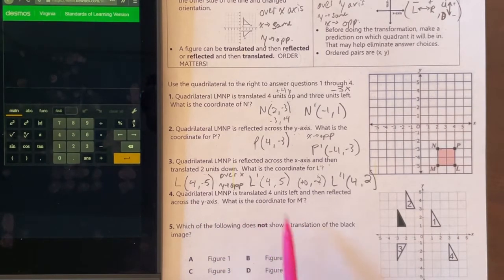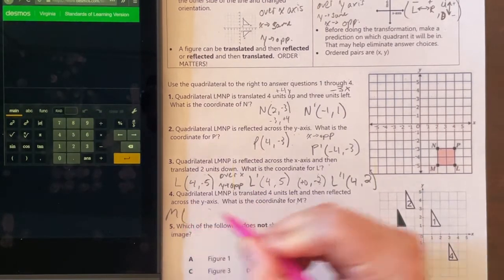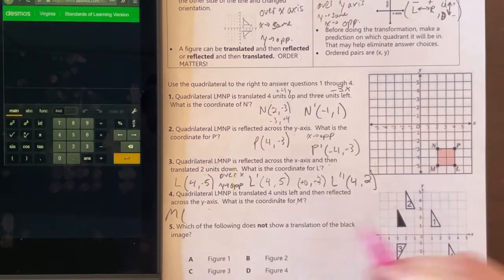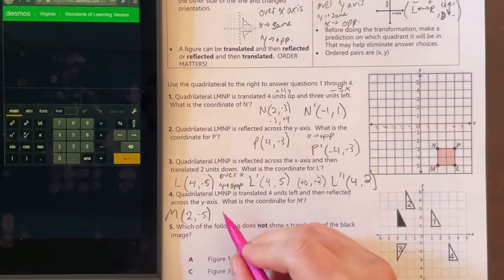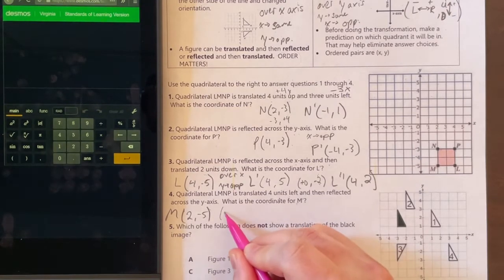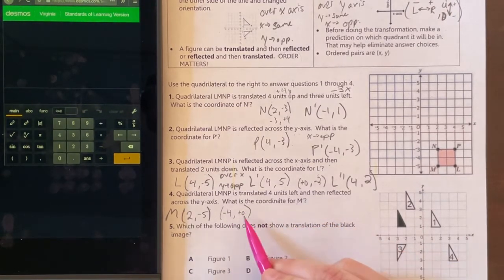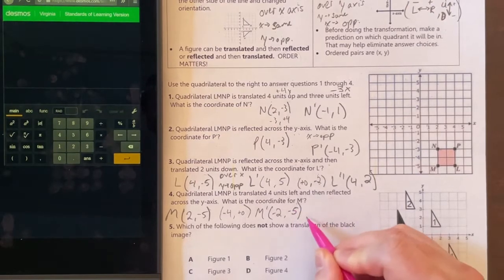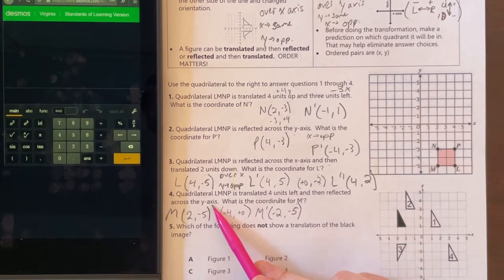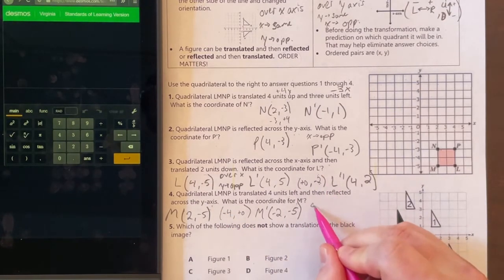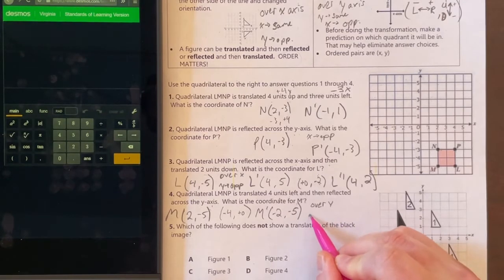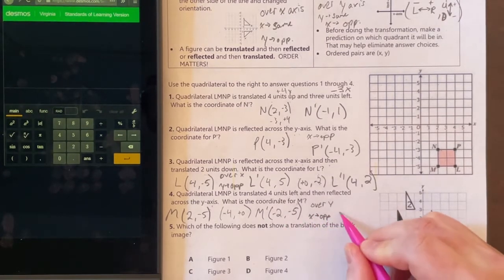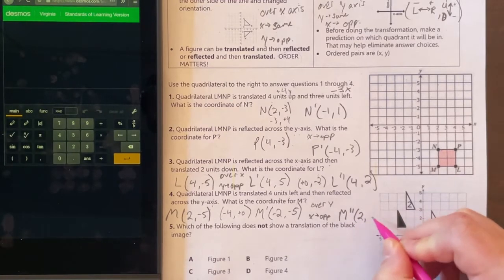So now for number 4, it says the quadrilateral is translated four left and then reflected over the y, and we're talking about M now. So we have M, original is (2, -5), and it's saying it's going four left, so I do -4 plus 0, since I don't have any up or down. So then M prime is going to be (-2, -5). And then M double prime, again, we're reflecting across the y, so our y stays the same, the x is now opposite, and so M double prime is going to be (2, -5).